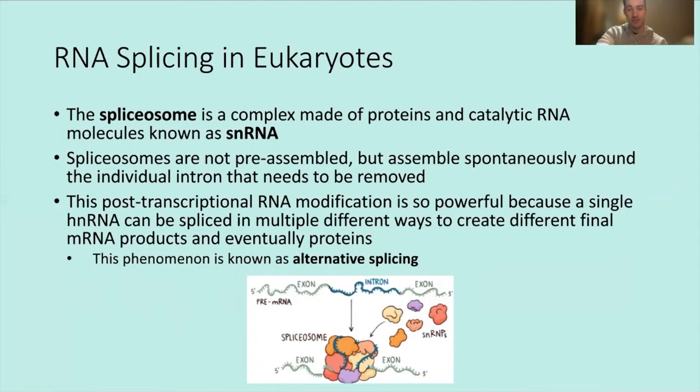This post-transcriptional RNA modification is so powerful because a single hnRNA can be spliced in multiple different ways. And that creates different final mRNA products and eventually different protein products. That's something that eukaryotes do, prokaryotes don't. This is known as alternative splicing. So we can have multiple protein products coming from the same gene. That makes it a very powerful tool, and it makes it really efficient because we can get many more protein products, but we don't have to increase the amount of mRNA or the number of genes that we have to express.